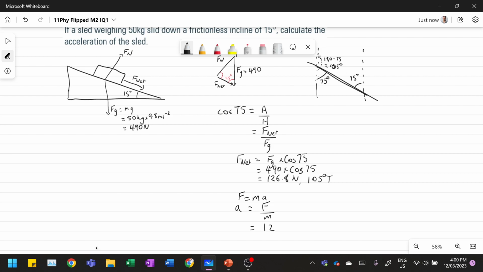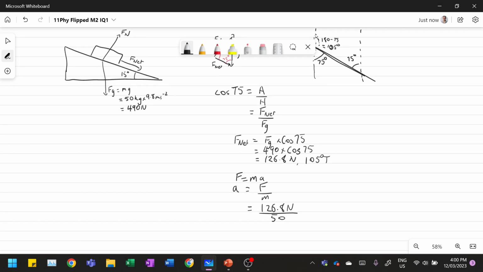So that's going to be 126.8 newtons of force divided by the mass of the object, which is going to be 50 kilograms. As a result, the object is going to accelerate at approximately 2.54 meters per second squared until it gets to the bottom of the incline. Now that acceleration is going to be parallel to the direction of the force, which means that it's going to be accelerating at 2.54 meters per second squared, but at a bearing of 105 degrees true, and that's going to be the direction that it follows.